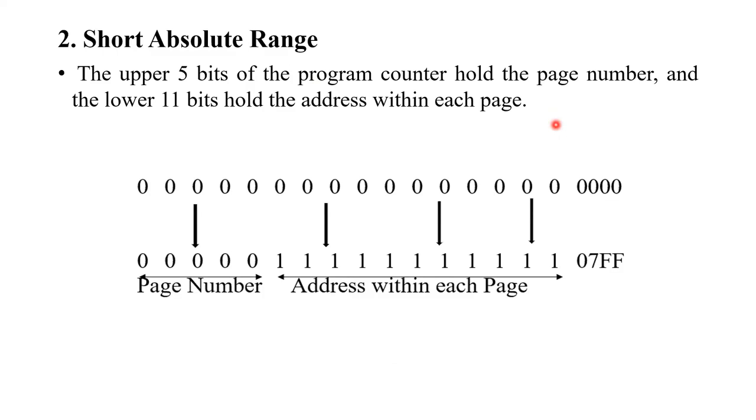It is represented by 2 bytes. In those 2 bytes, the upper 5 bits represent the page number. This is page number 00 here. And this is the address within each page, and the range is from 000 to 7FF.